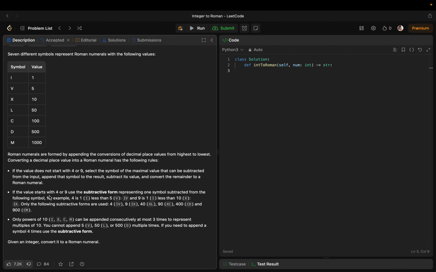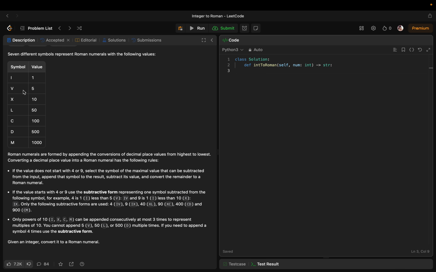And the second rule tells that if the leftmost value is 4 or 9, we should have another rule, because for 1 we will write this, for 2 we will write this, and for 3 we will write this, but 4 we will not write like this. For 4 we will write IV. Similarly for 9 we will write IX, but not VIIII, right? So because of this we need to have another rule.